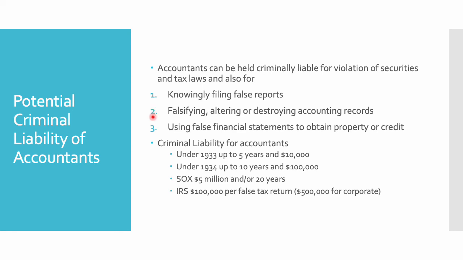And using false financial statements to obtain property or credit. Okay. So, criminal liability limits under the 33 Act: 5 years, $10,000. 34 Act, up to 10 years and $100,000.